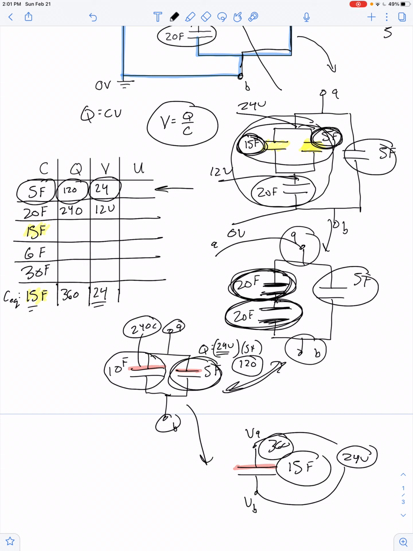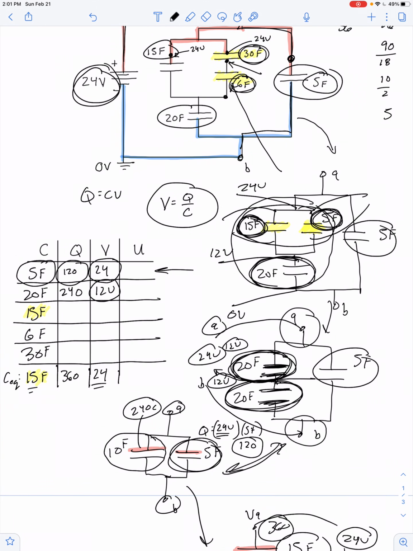From point A to point B, there's 24 volts, but if we compare point A to the point in between the two capacitors, that's only 12 volts. And 12 volts plus 12 volts gives us the full 24 volts. So, the voltage for the 20 farad capacitor is 12 volts, but that also means the voltage for the 15 farad capacitor, or the voltage for the 5 farad capacitor is 20 volts. So, I'm sorry, 12 volts.